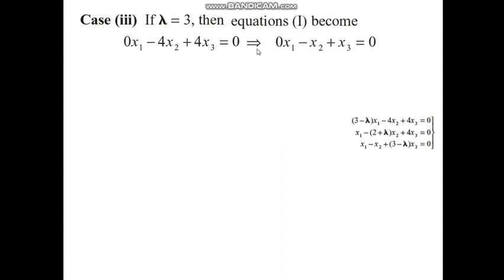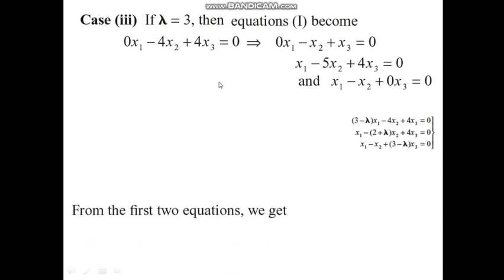Later we discuss λ = 3. Then the system of equation 1 becomes 0x1 − 4x2 + 4x3 = 0, which implies 0x1 − x2 + x3 = 0. Second equation will be x1 − 5x2 + 4x3 = 0. Last equation will be x1 − x2 + 0x3 = 0.